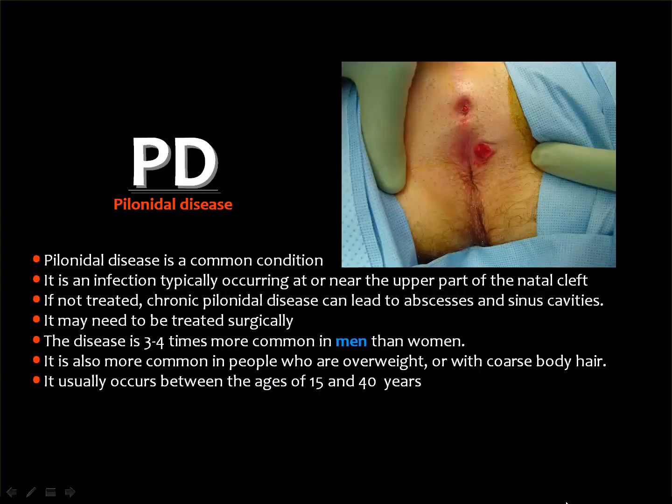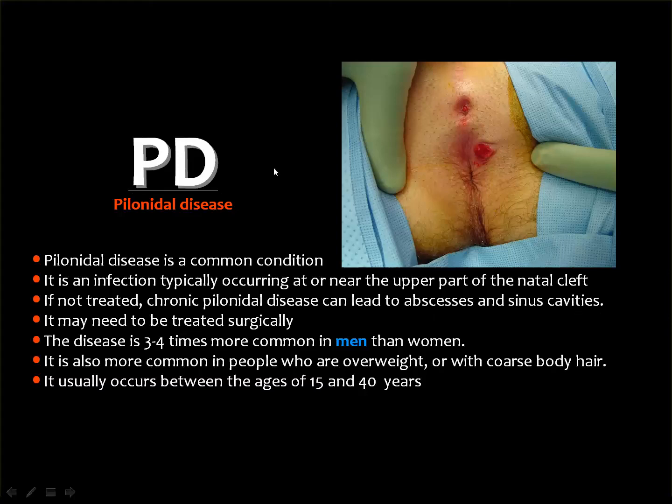Then pilonidal disease, which is the last issue in this talk, is a common condition occurring in the back, somewhat above the level of the anal canal, and typically near or at the upper part of the anal cleft. Pilonidal disease is an inflammatory condition in the subcutaneous tissue and the skin of this particular area, which may lead to the formation of abscesses and sinus cavities.